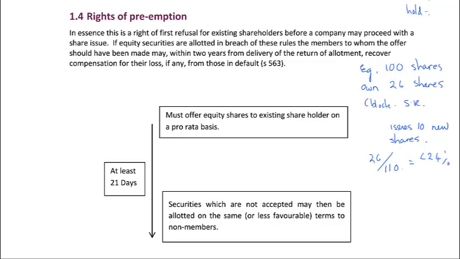Now, the preemption rules apply to quite a lot of circumstances, but not all, as we'll see in a moment. But if a company fails to apply the preemption rights when they should have done, that gives the shareholder the right to seek compensation. It doesn't mean that the new shares that were issued are not valid.